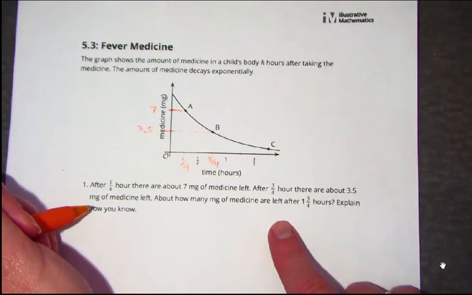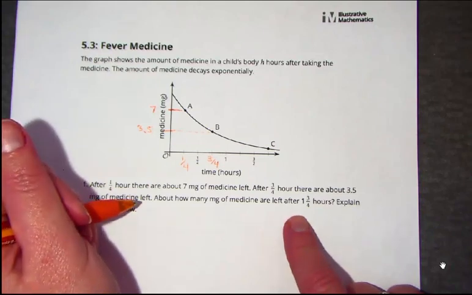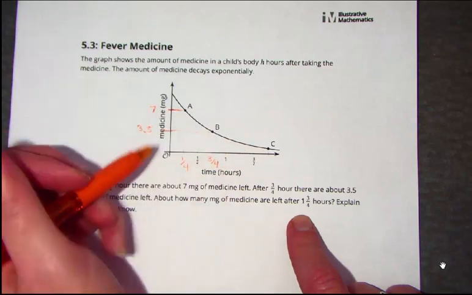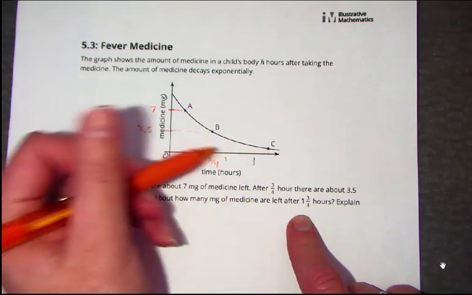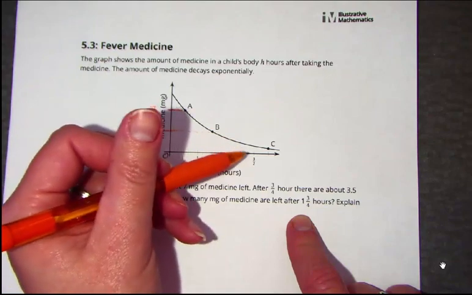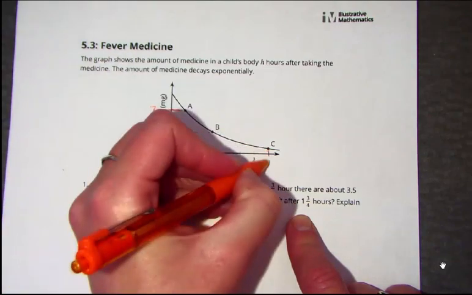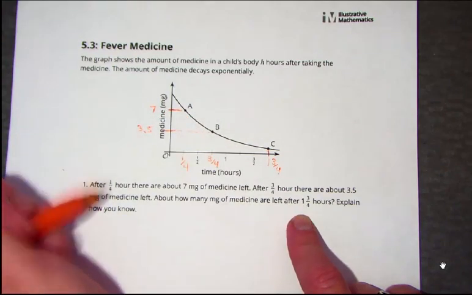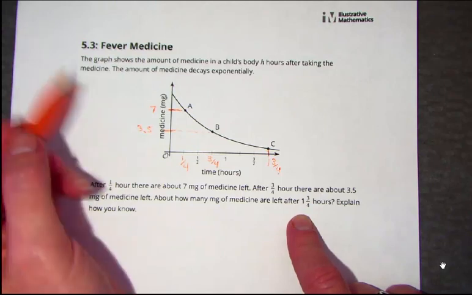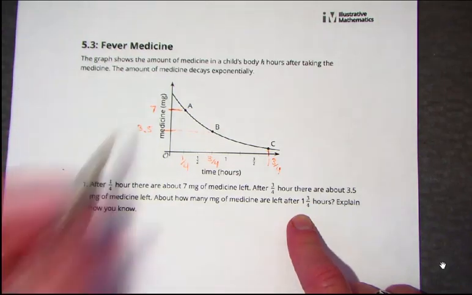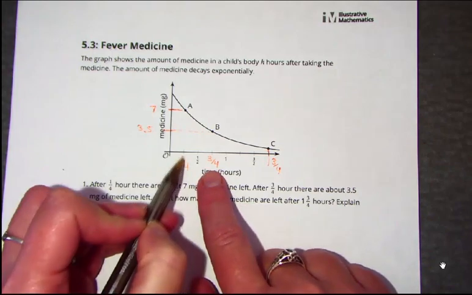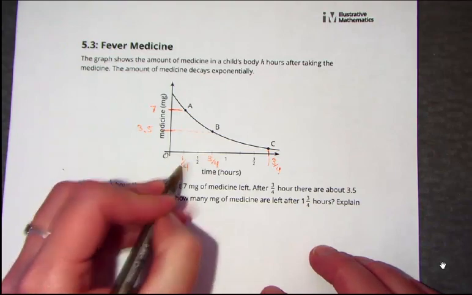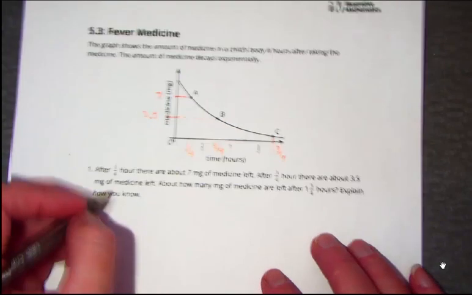And so now it's asking us about how many milligrams of medicine are left after 1 and 3/4 hours. 2/4, 3/4. It's asking me here at C, 1 3/4. Explain how you know. All right, well, it looks like going from here to here, this is a ½ hour of time, going from 1/4 to 3/4 of an hour. So that's a ½ hour of time.